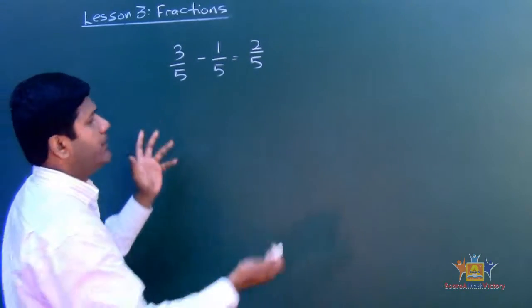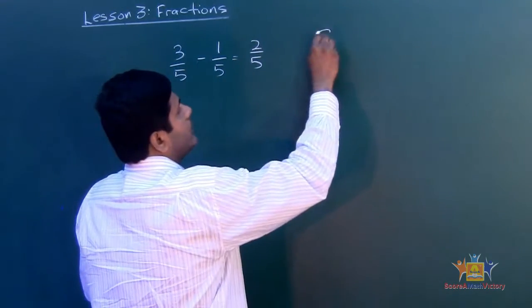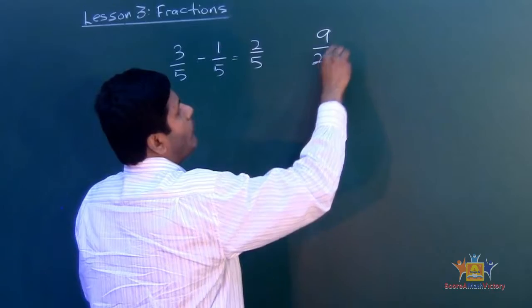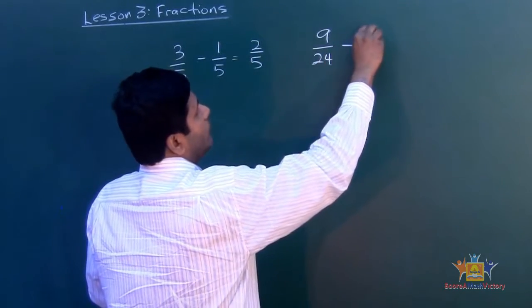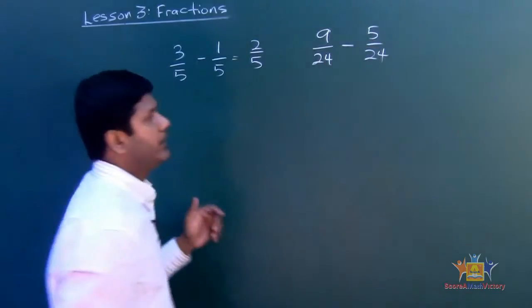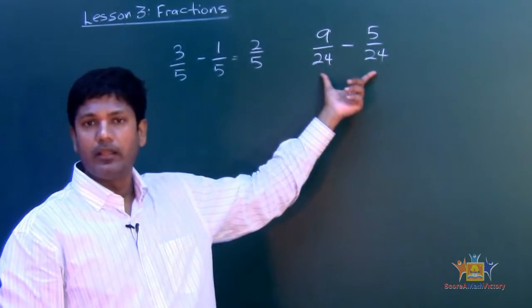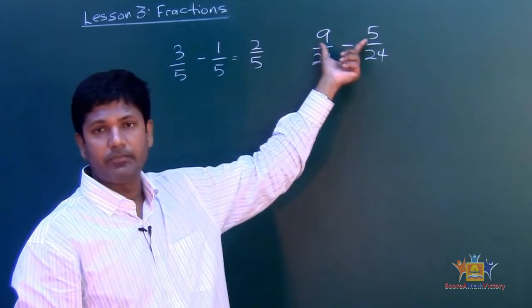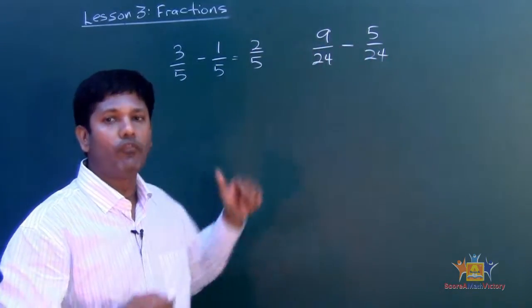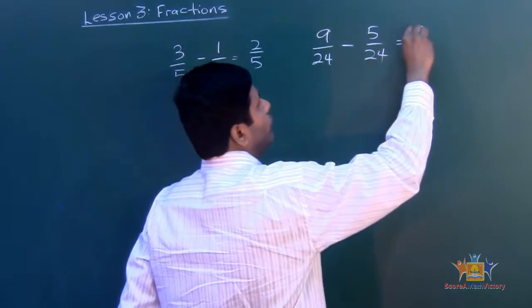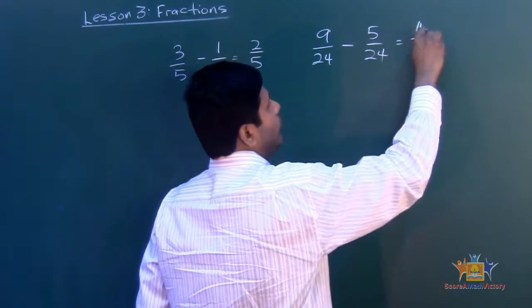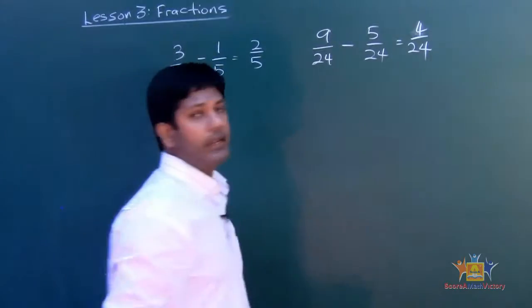So I can give you any combination. Let's say, for example, 9 over 24 minus 5 over 24. See that? They both are common. That means I can subtract. 9 minus 5 is 4. So 4 over 24. But look at it.